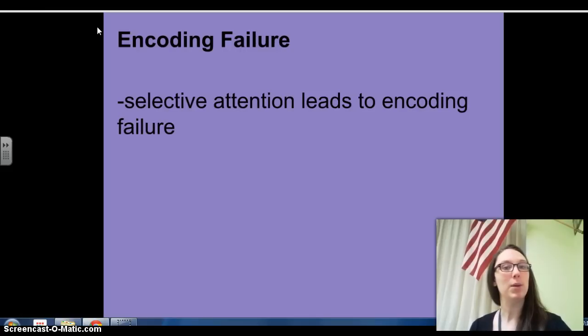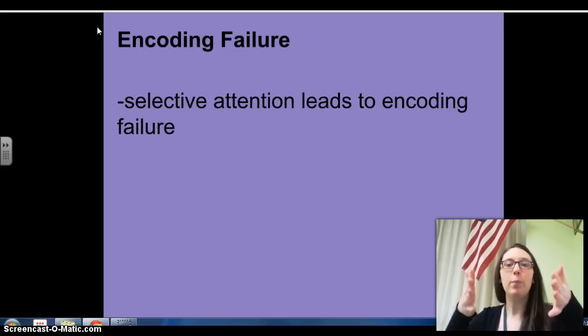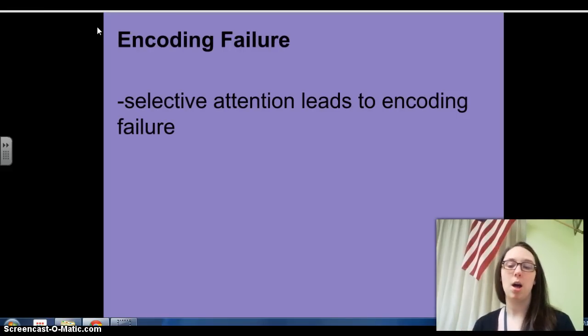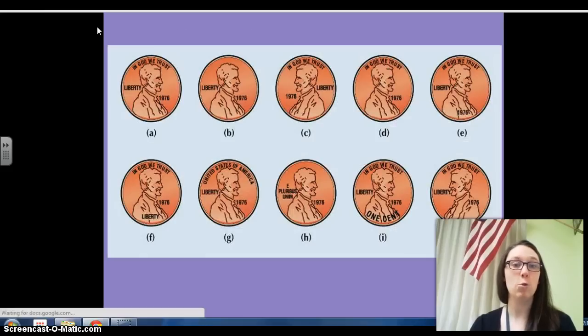Another common way that we see encoding failure happening is related back to the absent-mindedness of Schachter's model, which is that our selective attention, whilst usually a really good thing, is actually going to lead to encoding failure a lot of times. In order to process information, we need to be paying attention to it. And with selective attention, what we do is we focus in on one thing and we tune almost everything else out. And so those items which aren't necessarily crucial details at the moment, we can't recall later on because we weren't paying full attention. I'll give you an example to hopefully elucidate this for you.